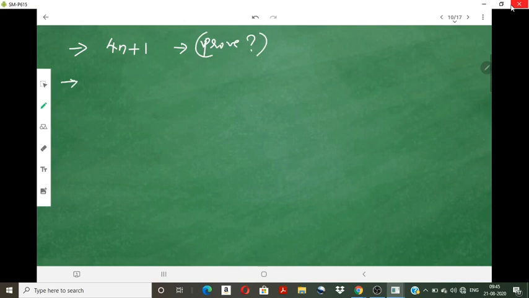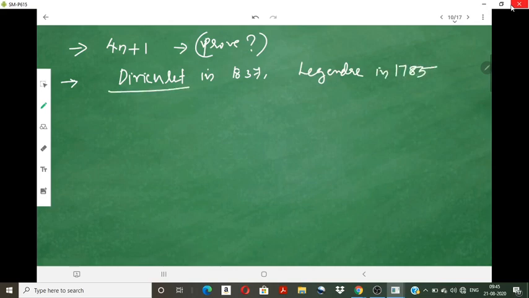So naturally a question may arise whether there are infinitely many primes of the form 4n plus 1 or not. The answer is yes, and you can prove this in the same way as an exercise. Actually these two results are special cases of a remarkable result proved by Dirichlet in 1837. The conjecture was raised by Legendre in 1785, but proved by Dirichlet, and hence it is known as the Dirichlet theorem.